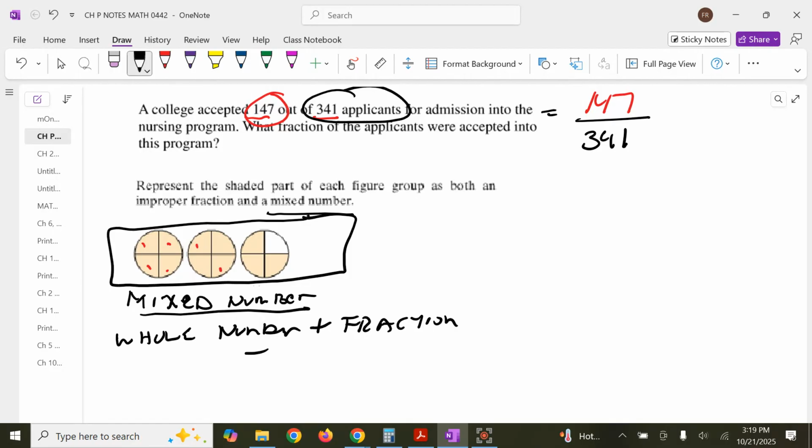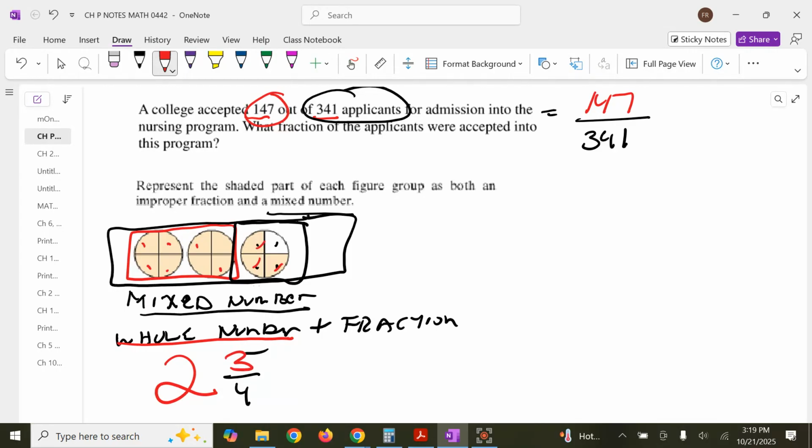So, I'm going to look at these 3 circles right here. And I'm going to ask myself, are any of those circles completely shaded? Well, these 2 are completely shaded. So we have 2. That's my whole number part. Now let's take a look at the fraction. Okay, this circle here, y'all, is split up into 1, 2, 3, 4 pieces. And out of those 4 pieces, 1, 2, 3 of them are shaded. So this would be my mixed number, 2 and 3/4.